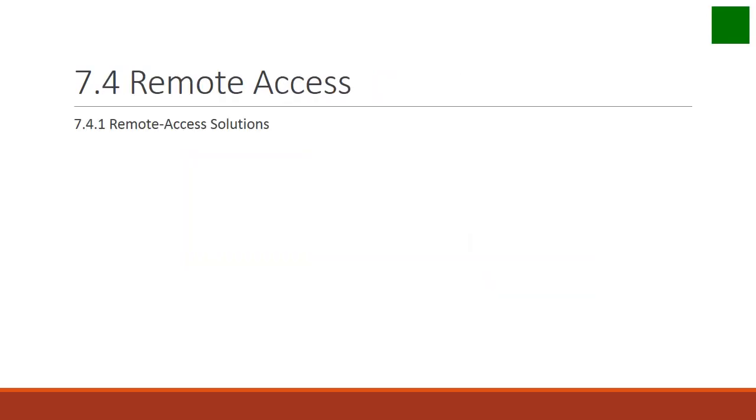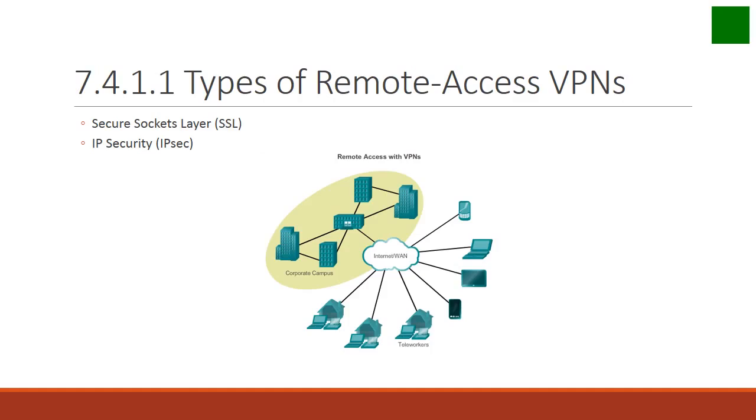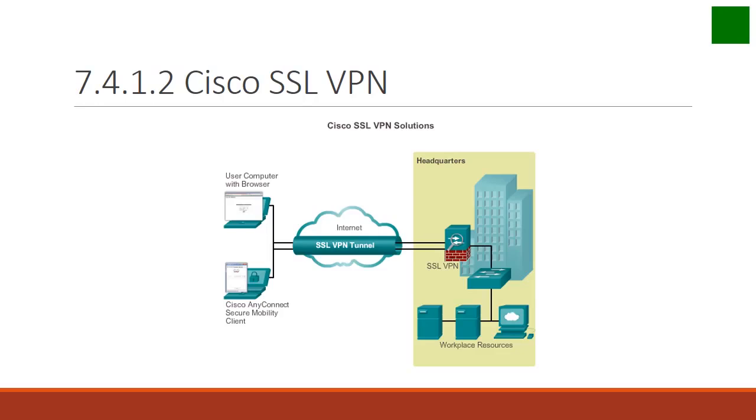We have been talking about site-to-site VPNs. Here, in the last part of Chapter 7, we're going to talk about remote access. Secure Sockets Layer, or SSL, and IP security, or IPsec, are the two primary methods used to deploy remote access VPNs. SSL VPN offers anywhere connectivity. The SSL protocol supports various cryptographic algorithms for operations such as authenticating the server and client to each other, transmitting certificates, and establishing session keys.